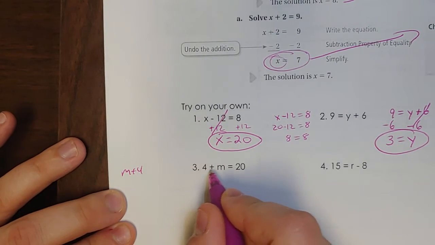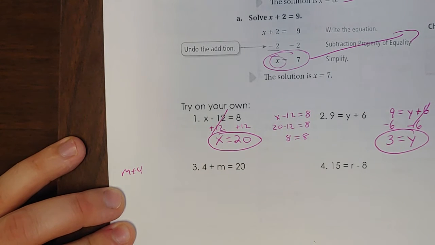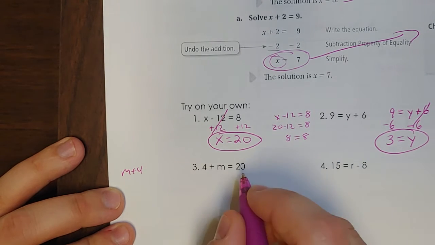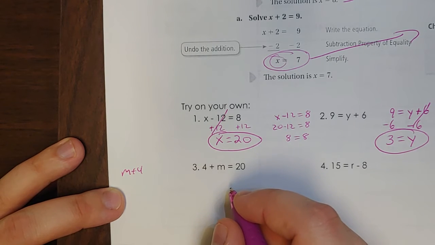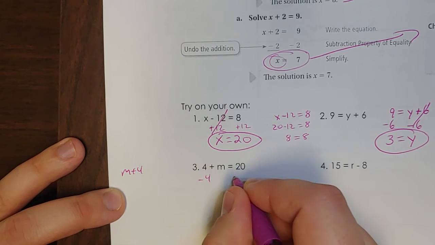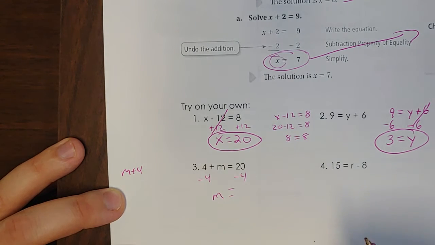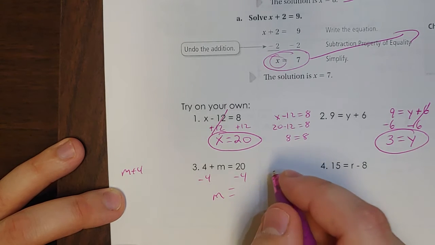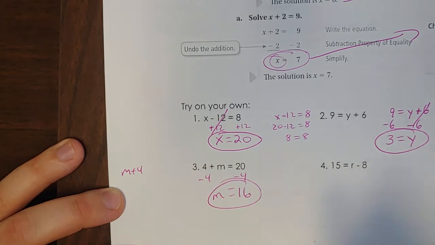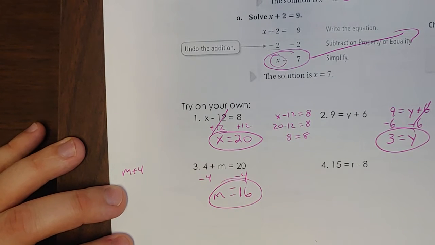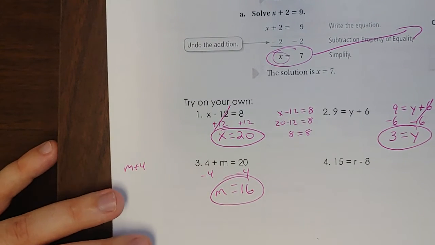But what is this 4 doing to the m currently? It's adding. So what's the inverse of addition? Subtraction. So minus 4 to both sides. And what is your answer? 16. Okay, m equals 16. Check your answer on this. I'm not going to worry about checking it right now, but do try to check your answer on these when you get a chance to, okay?